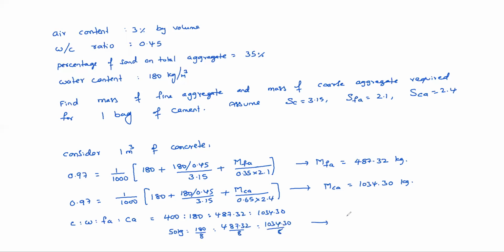So finally, for 1 bag of cement, mass of fine aggregate equals 487.32 by 8, that is 60.9 kg. Mass of coarse aggregate equals 1034.3 divided by 8, that is 129.3 kg. So like this, this kind of question you may get in the GATE exam.